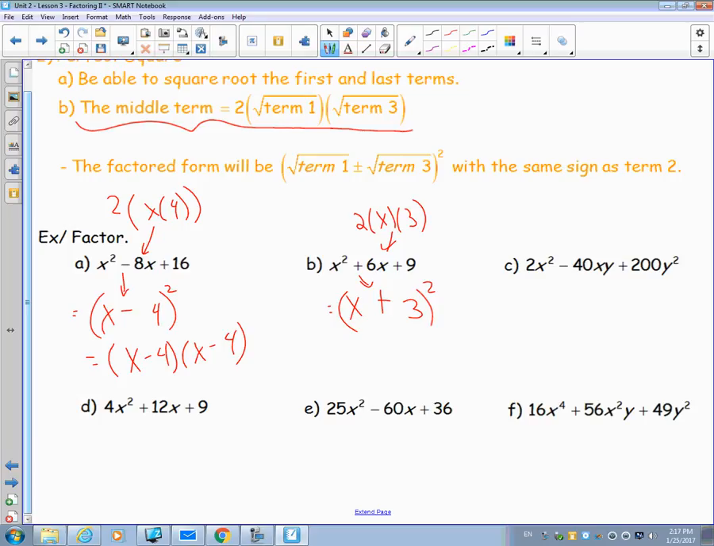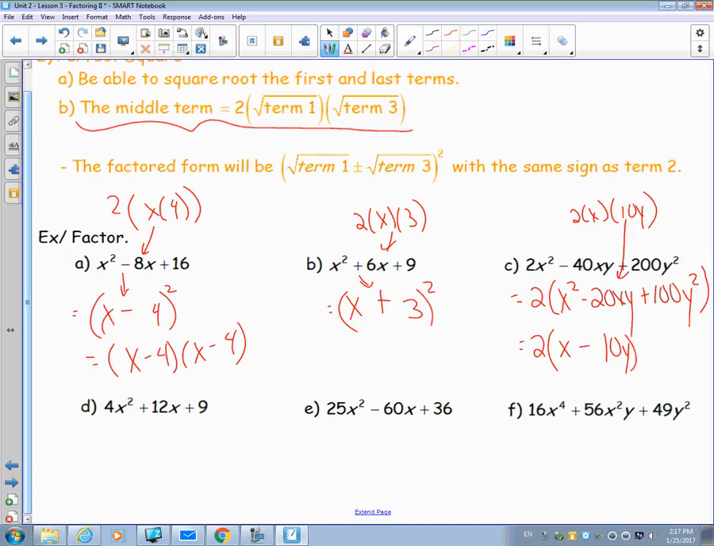But everybody notice that they're all divisible by 2? There's a common factor here. Let's take that common factor out. And then see what we got left. Okay, I got a trinomial. Is it a perfect square? Let's give it a try. The 2's got to stay out front. Square root of x squared is x. Square root of 100y squared is 10y. 2 times x times 10y makes 20. Hey, it works. Sign squared. Make sure it's that sign.